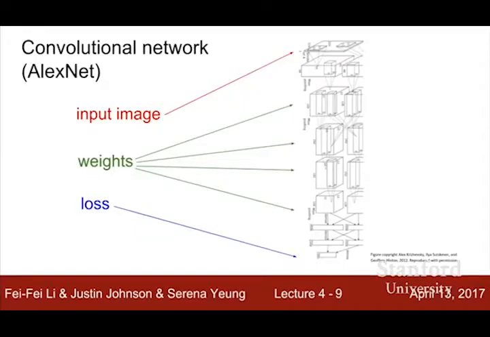And this becomes very useful when we start working with really complex functions, for example convolutional neural networks that we're going to talk about later in this class. We have here the input image at the top, we have our loss at the bottom, and the input has to go through many layers of transformations in order to get all the way down to the loss function.